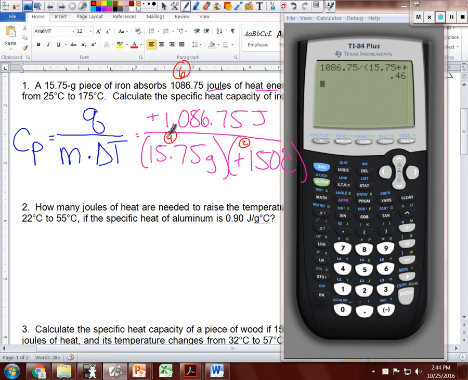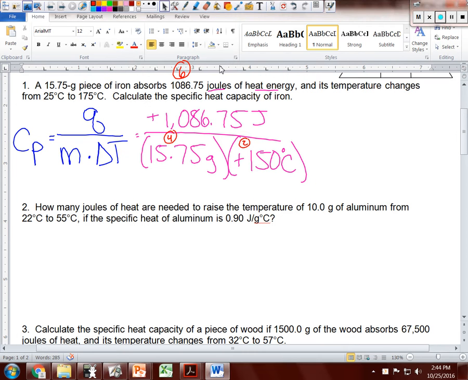Does that make sense? Okay. So that is going to be our answer. We don't have to add anything. We don't have to round anything. We're good. So 0.46. Now 0.46 is fantastic. It's great. It's awesome, but it's wrong. What's missing? The unit.